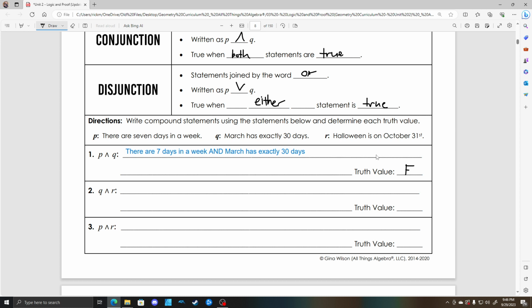So, I know what you're thinking. What if this was something weird and I didn't know what it was? So what if I didn't know that March had 30 days, let's say? Well, first of all, you should probably know that March has 31 days by now. But if you don't, just look it up, right?